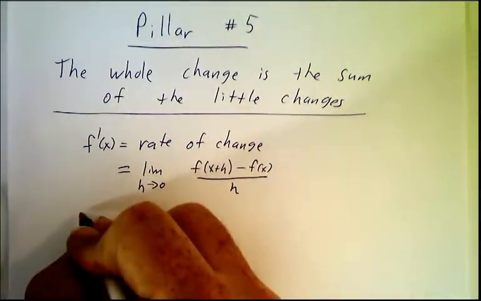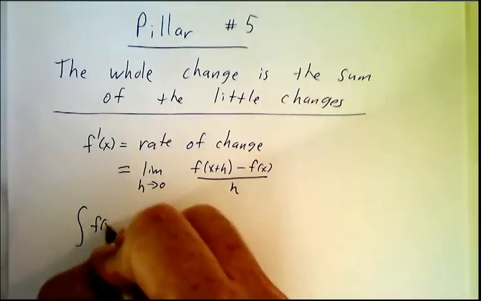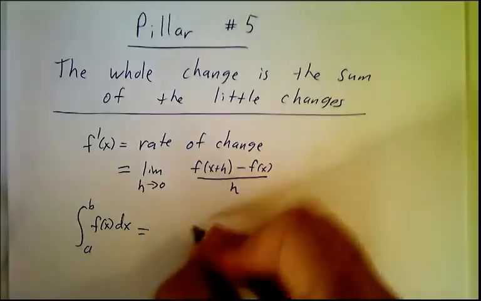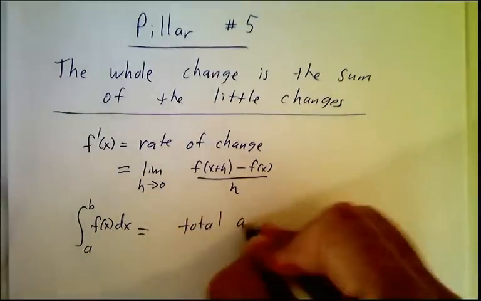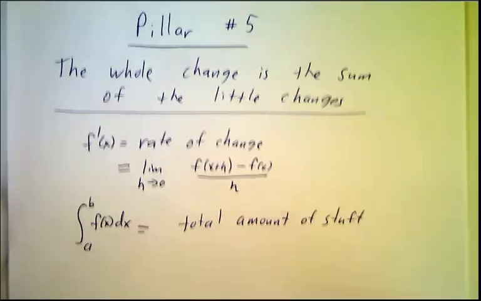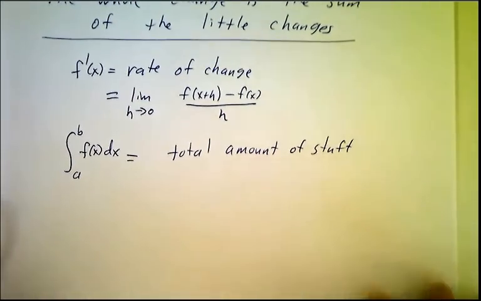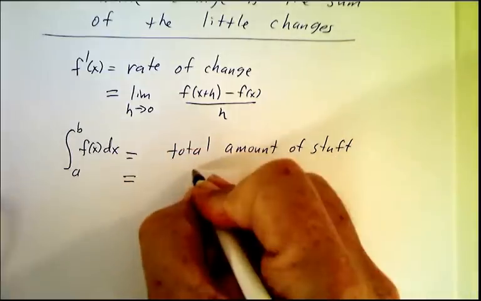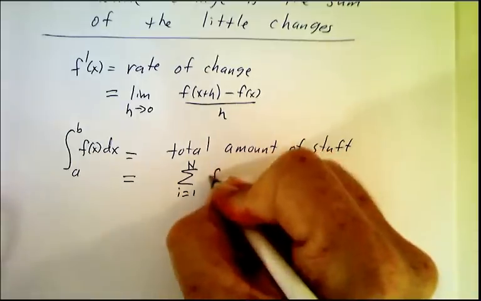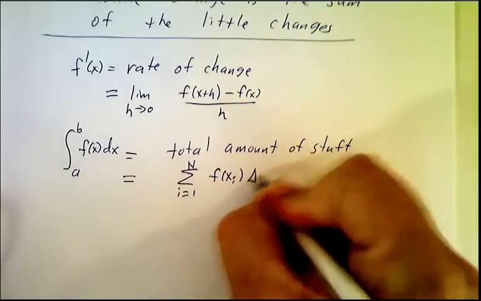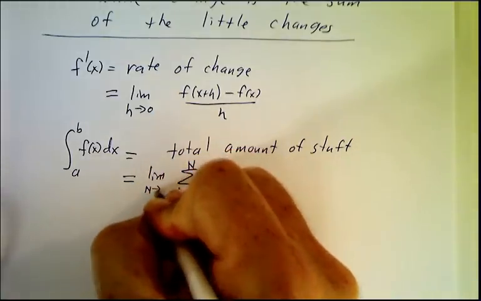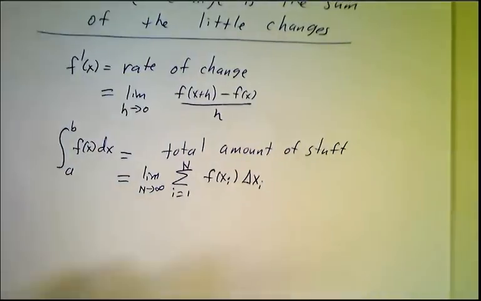And then we also learned about an integral. The integral of f of x dx from a to b was the total amount of stuff. Now, what we mean by stuff depends on the application, but technically what we're talking about is we take a sum as we chop things into n pieces, the function value at each piece times the width, and then we take a limit as we chop things finer and finer and finer and finer.